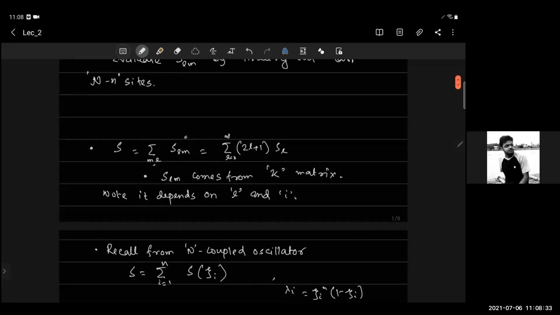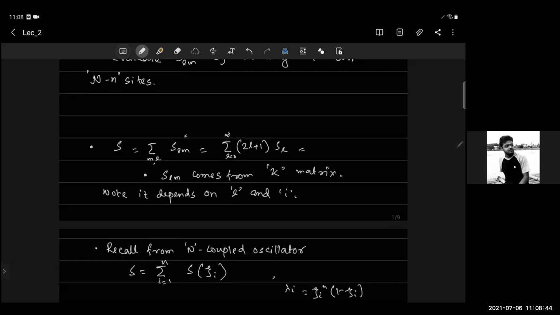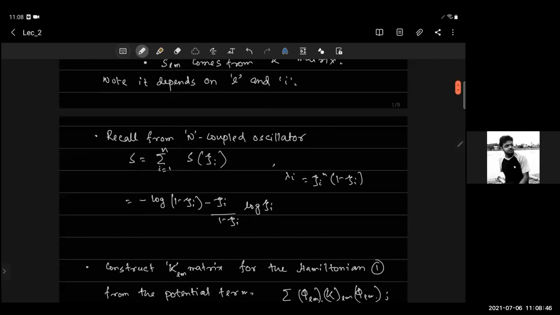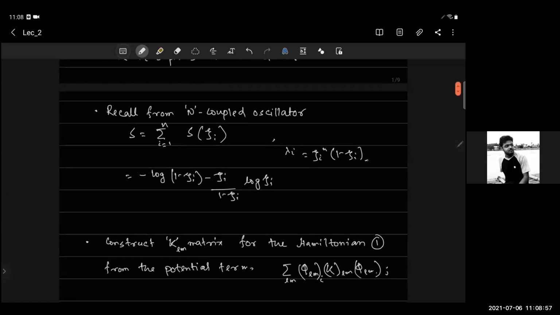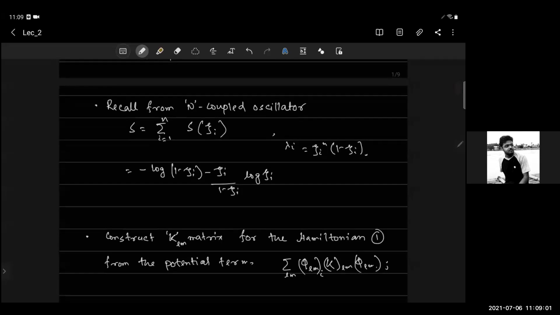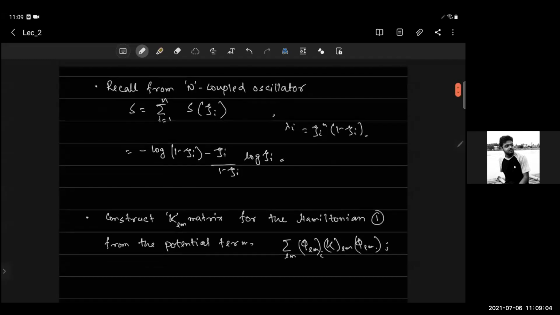Okay. So therefore, the entanglement entropy finally becomes this expression, which is the sum over l from 0 to infinity of (2l plus 1) S_l. Now you recall the formula we derived for the n coupled oscillators, where the entanglement entropy was the sum over all the eigenvalues corresponding to each oscillator, S of zeta_i, but the eigenvalues we derived was zeta_i to the power n over 1 minus zeta_i, and finally we get this formula for the n coupled oscillators.